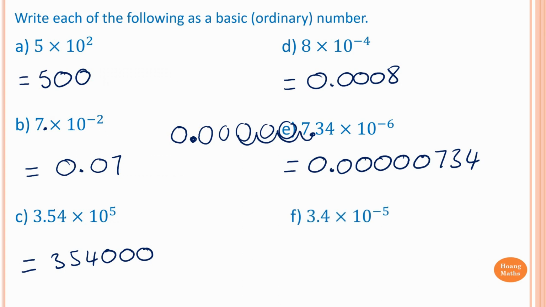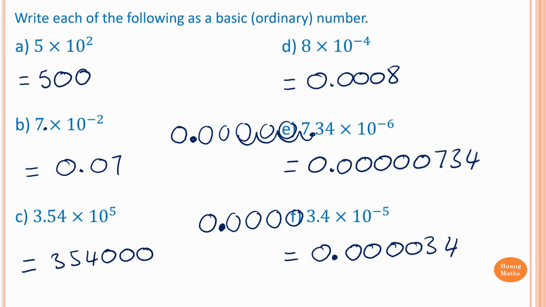Last question. 3.4 times 10 to the -5. So again, it's less than 1 because of 10 to the power of -5. So we just move the decimal point to the left 5 units. So we move 1 and add a 0, 2, 3, 4, 5. So the decimal point right here. So therefore we put a 0 in front. So the answer is 0.000034. So that is the answer.